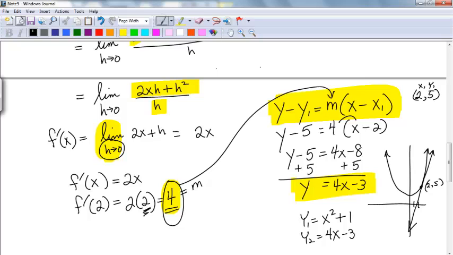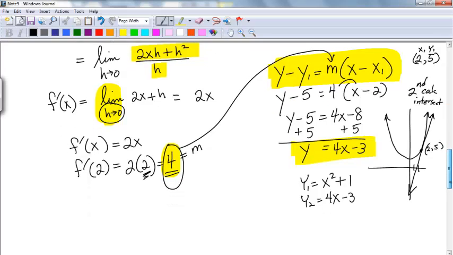Okay, I want to go through another example so you have more than one example. You might put 2 on there. We did second function calculate, intersect, and it should intersect. That 2, 5 ought to be a common point on both the line and the curve.